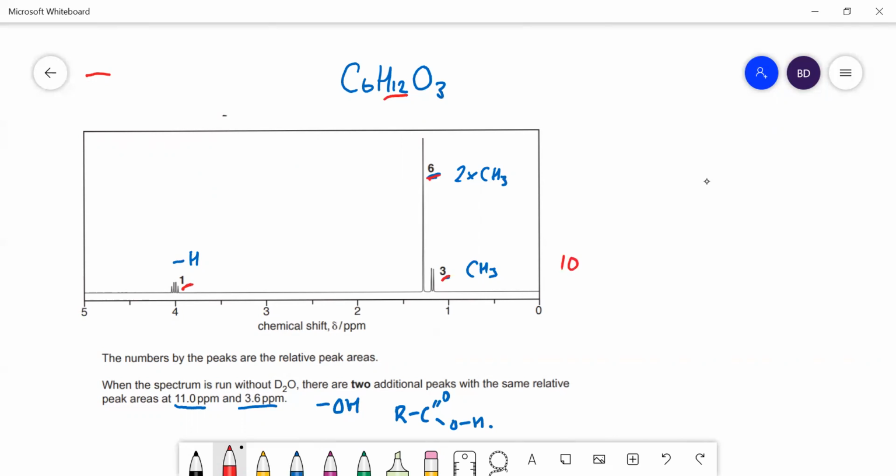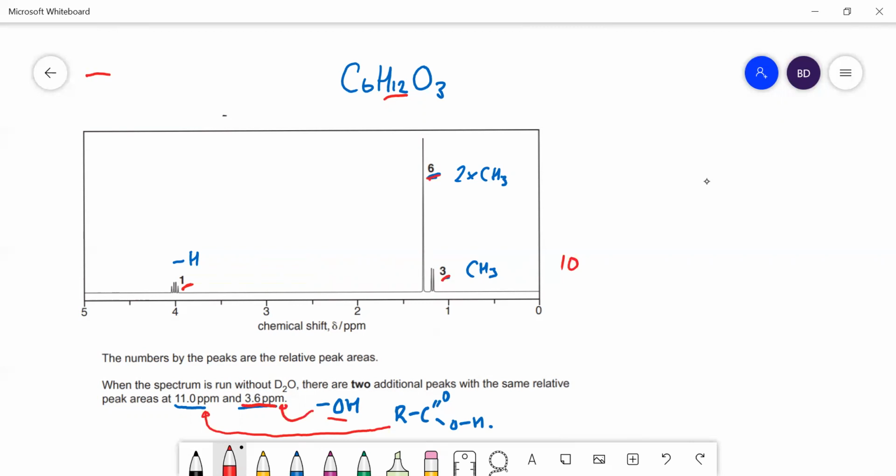I'm going to say that the one at 3.6 is an alcohol, and this one, much higher ppm, is almost certainly a carboxylic acid. I know on the data sheet you can get alcohols which are sometimes as high as that, but it's nearly always a carboxylic acid, so I'm going to stick with that. So we know we've got a carboxylic acid group and we've got an OH somewhere in that molecule.